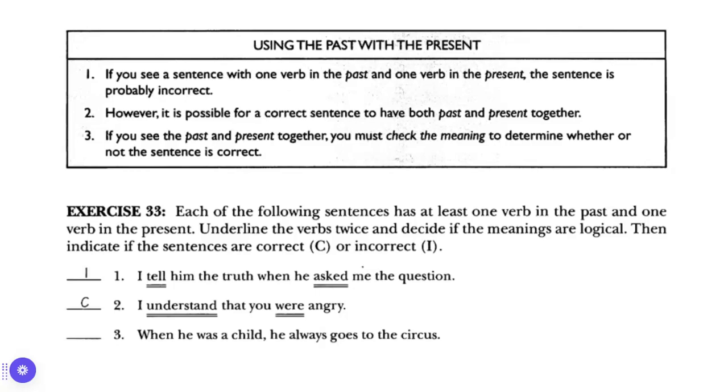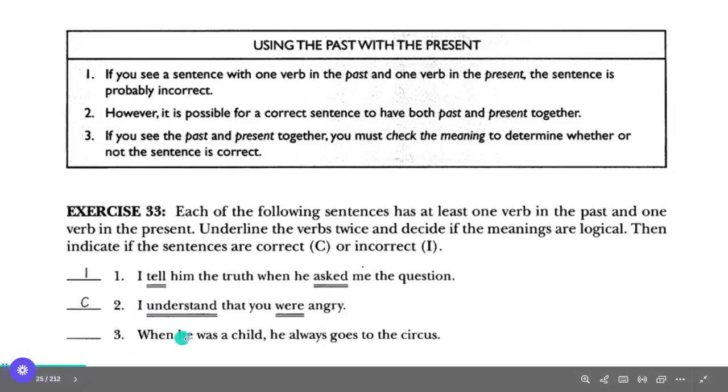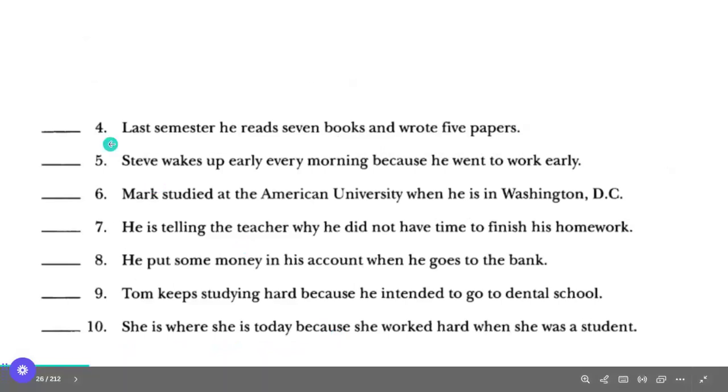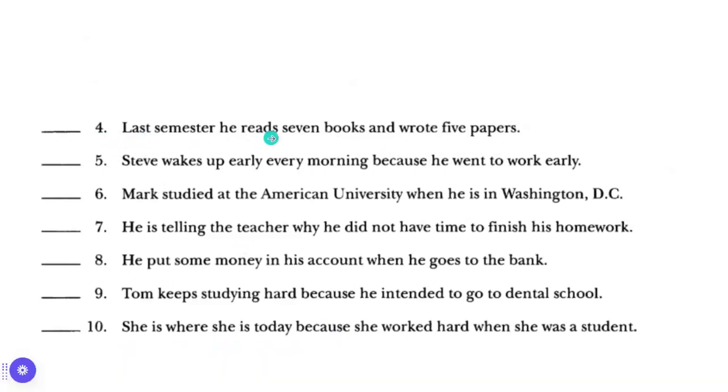Let's see number three. "When he was a child," here's our context. When he was a child, it takes me to the past. "He always goes to the circus." Incorrect. "When he was a child, he always went to the circus." Number four. "Last semester, he reads 7 books and wrote 5 papers." "He read 7 books and wrote 5 papers." Last semester, it takes me right to the past.